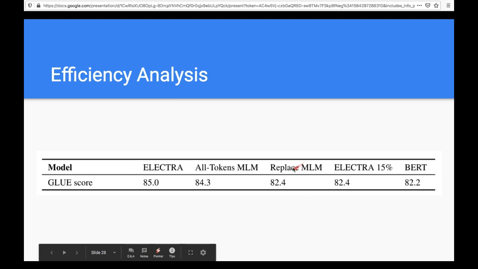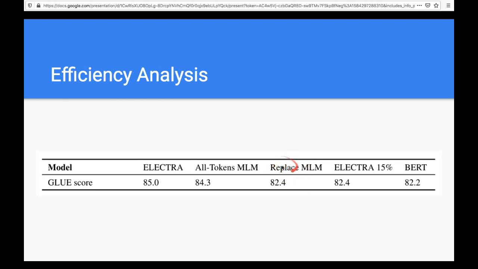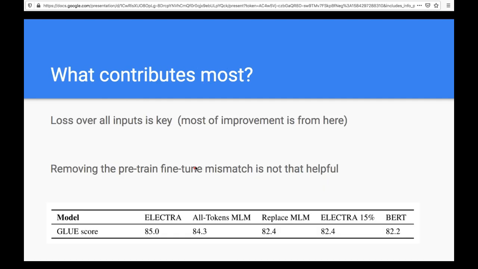And solving the discrepancy actually just improves a little bit, because you see you can only improve 0.2% from the BERT. It's not much. And as long as you can predict all tokens, your performance improves a lot. So what contributes most? Just like I say, the loss over all inputs is key. It's definitely key, and the most improvement actually comes from here. And removing the fine-tuning discrepancies doesn't help that much.